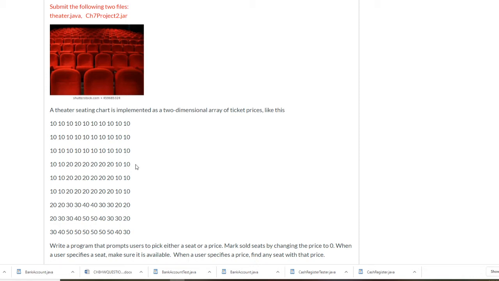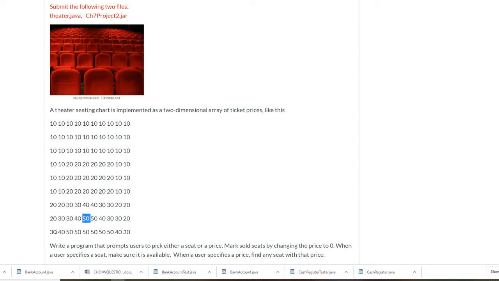We have to write the program to purchase. When we purchase, we can purchase either by seat or by price. For example, I want to buy a $50 seat. The first available one will be row 1 and seat 3. Then you can say I want row 2 and seat 5. So you can buy by seat number or you can buy by price.